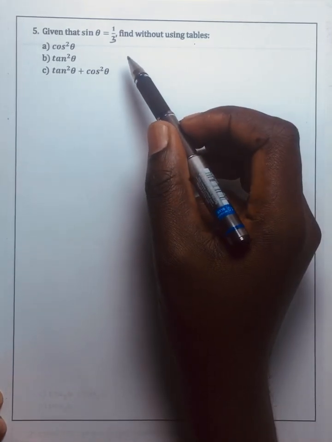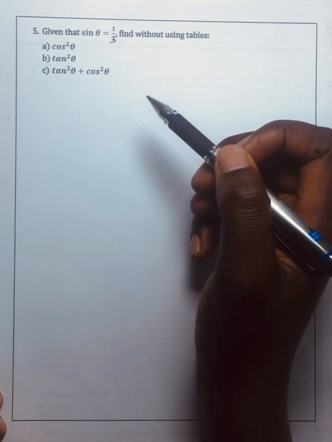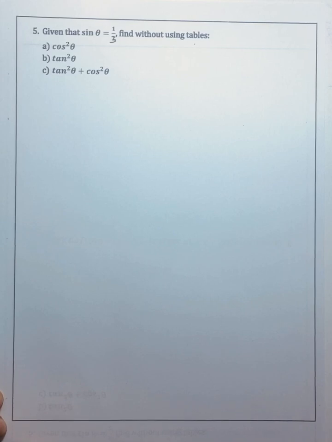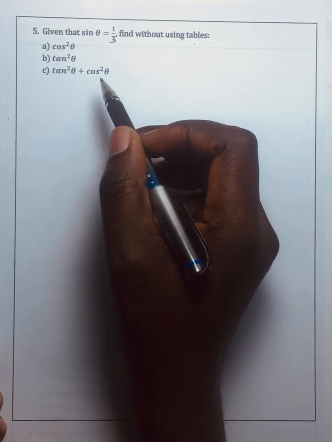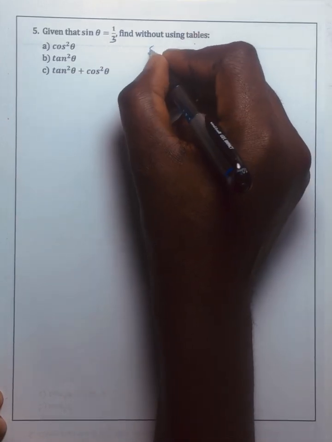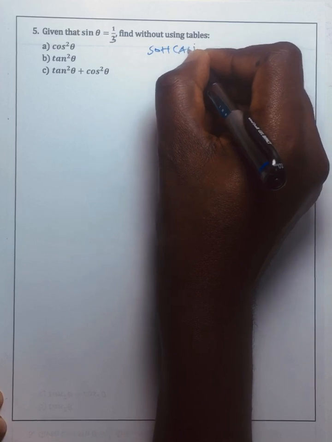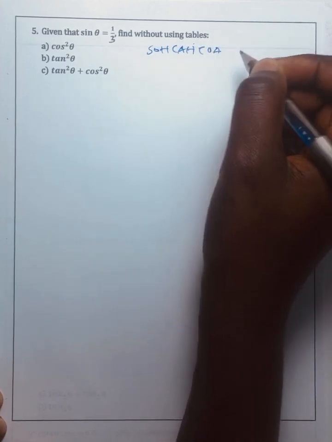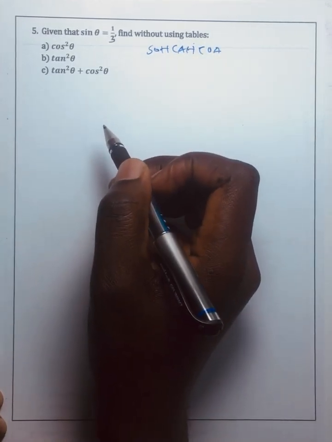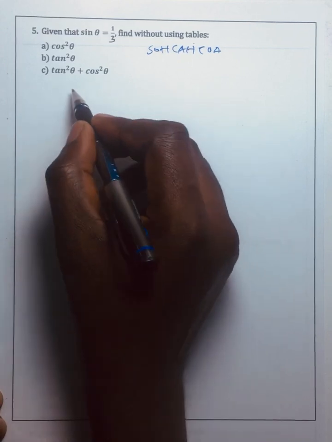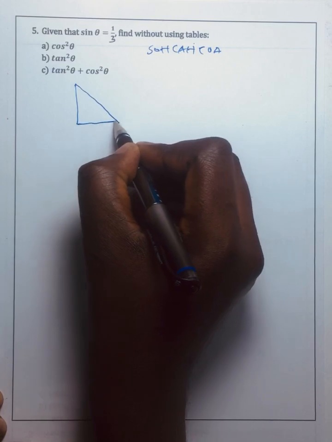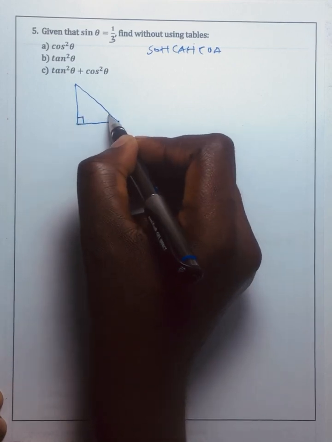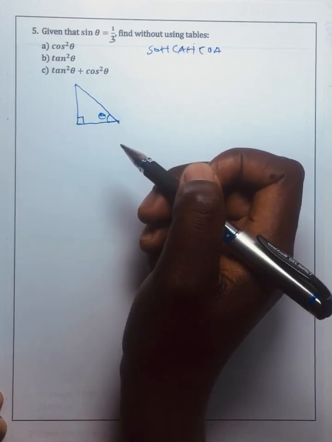Given that sine theta is equal to 1 over 3, find without using tables cos squared theta, tan squared theta, and the sum of the two. So we are going to apply what is called SOHCAHTOA. To do that, we're going to use a right angled triangle. So let's have the triangle as this. The right angle is there, and then we have the angle theta there.